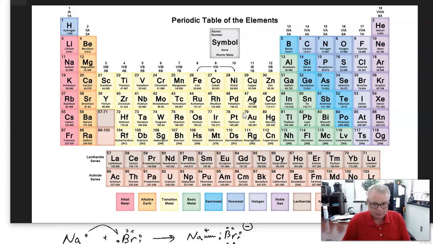Number one, transition metals always form cations. In other words, transition metals always lose electrons. They don't gain electrons, generally. So they'll always be positively charged. And number two, transition metals can form multiple oxidation states. That term will make sense later on down the road. What it means at this point is it forms multiple types of ions.